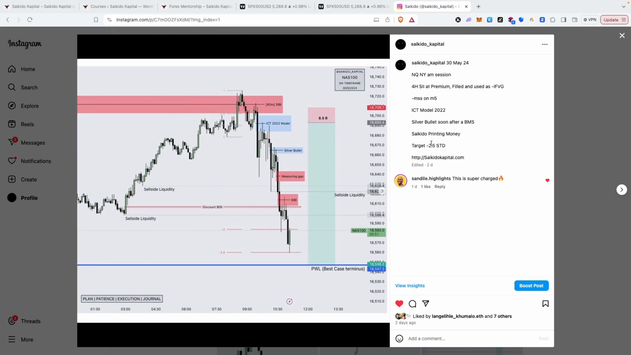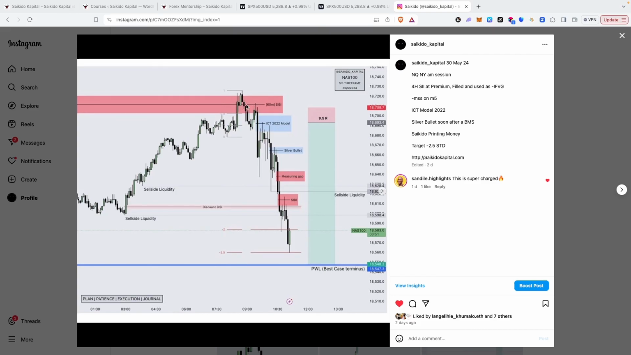So here I actually highlighted and show you, like I'm giving you a gist of what my eyes were looking at. 4 hours CVA premium filled and used as a bearish inversion fair value gap. So here we filled the fair value gap fully, and then it was used as a resistance. Here we tested it, and then we also filled that fair value gap right there.